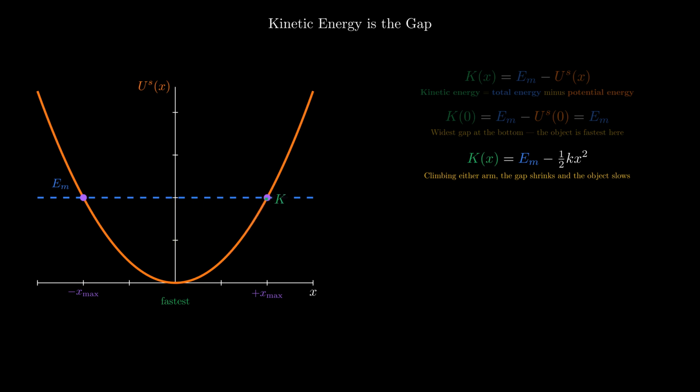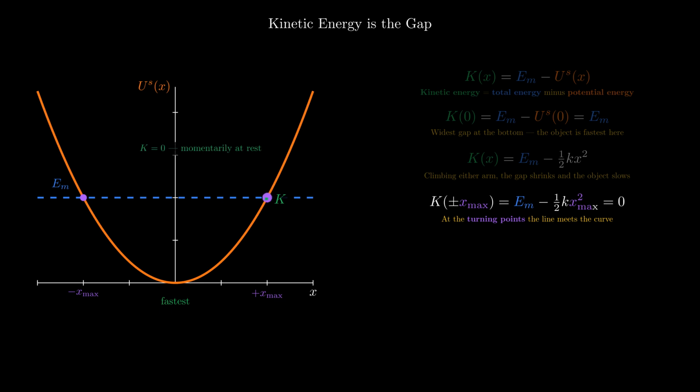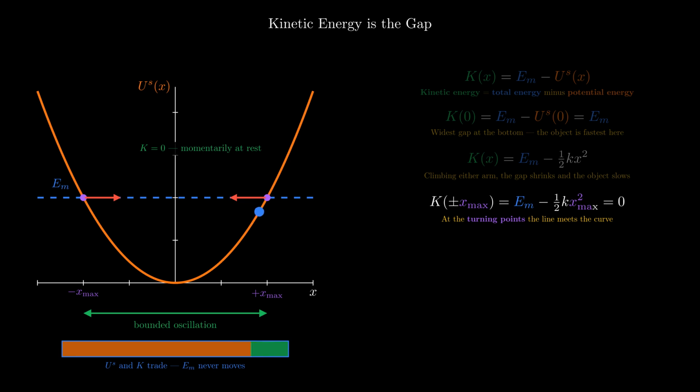And at the two turning points, where the line meets the curve, E equals U, so the kinetic energy is exactly 0. The object stops for an instant, then the restoring force turns it around, and the story runs in reverse. Nothing is lost, so the motion repeats endlessly, a bounded oscillation between the two turning points. Read straight off the diagram.